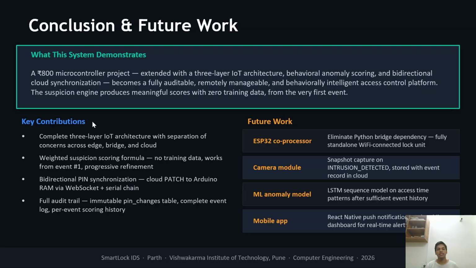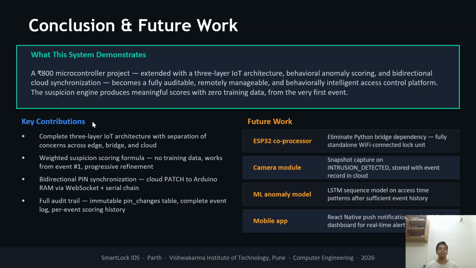What this project demonstrates is that an 800 rupee microcontroller project doesn't have to stop at the hardware level. By adding a thoughtfully designed software layer, you get something genuinely useful for real security applications: a fully auditable, remotely manageable, and behaviorally intelligent access control system. The 3 key contributions I would highlight are: first, the complete 3-layer IoT architecture with proper separation of concerns between edge, bridge, and the cloud. Second, the behavioral suspicion scoring formula that starts producing useful signals from the very first event with no training data required. And third, the bidirectional pin synchronization that closes the loop between cloud management and physical hardware.